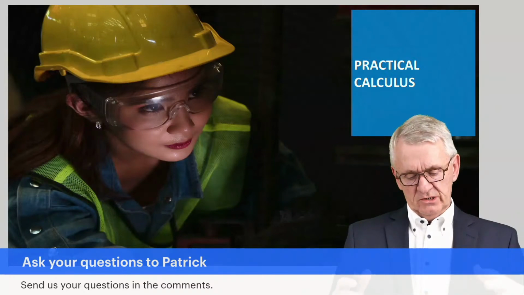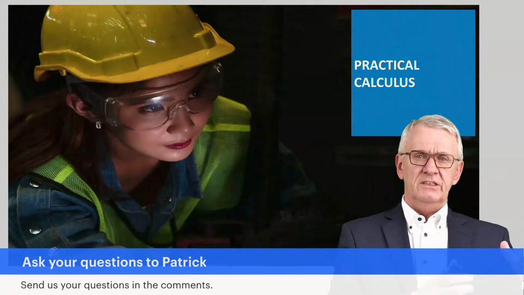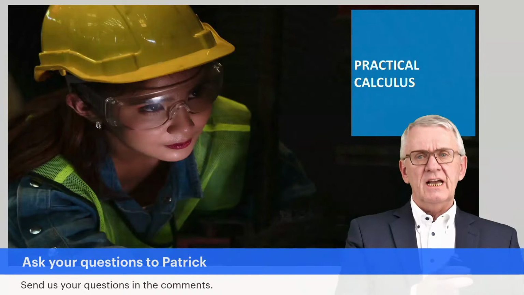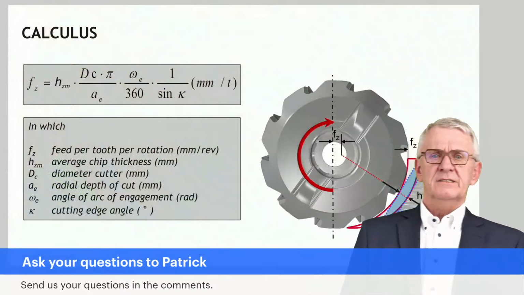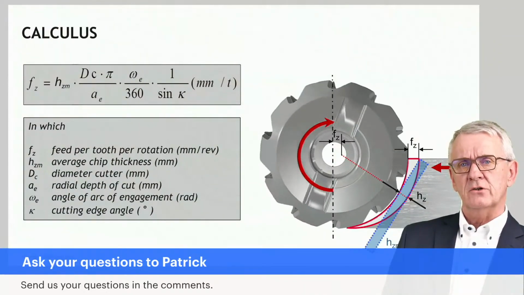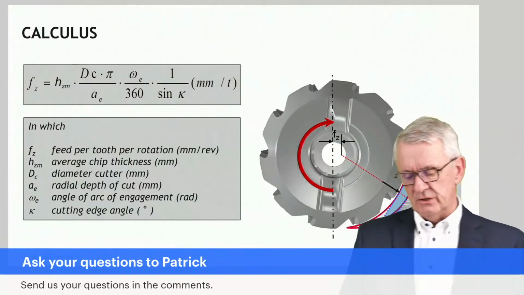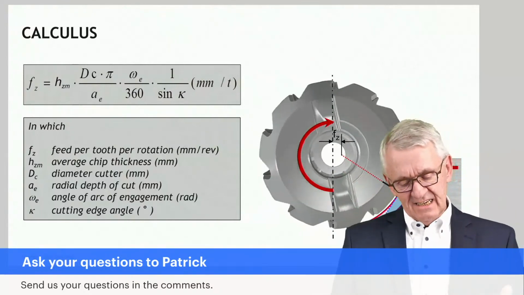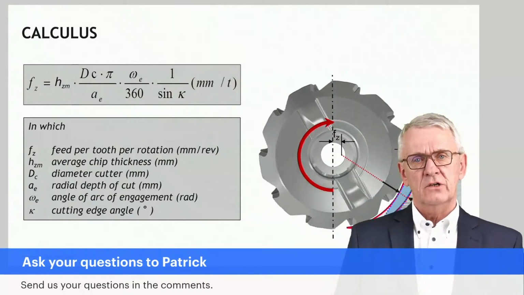Those are the variables that we need to take into consideration to define the relation between the average chip thickness, the designer of a milling cutter, and the feed, the user of a milling cutter. And for a long time, people have been focusing on the calculus, on the formulas. I still remember when I was teaching 20 years ago, the hours we spent on this formula, helping people how to use this to make the calculations.